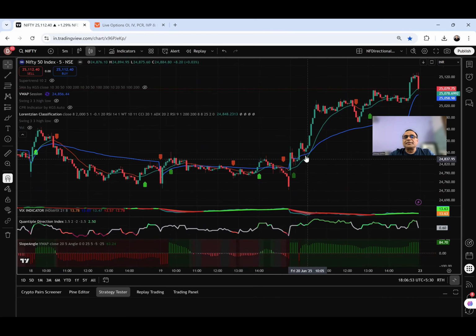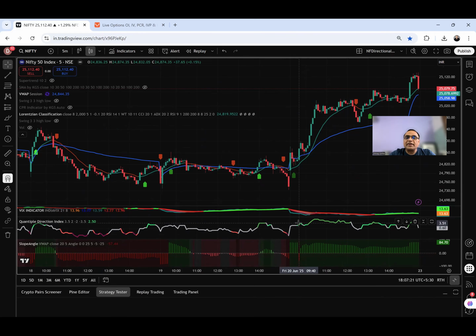So here, for example, we can clearly see that the price was above VWAP and Lorentzian most of the time. So it was a bullish day on Friday. That is one. I have also developed something called the Quantiple Direction Index, which is a freely available indicator on TradingView, which I have published. Even the source code is available. So I'm not getting into detail on that. Maybe I'll make a video on this particular indicator some other day.